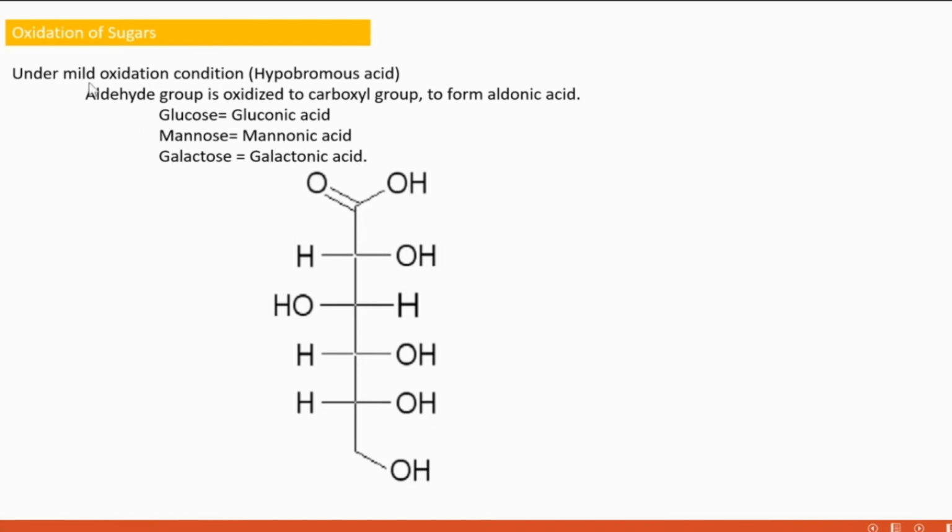So under mild oxidation condition, this is the reaction happening. Out of glucose, which acid is forming? Gluconic acid. Out of mannose, mannonic acid. Out of galactose, galactonic acid is forming.